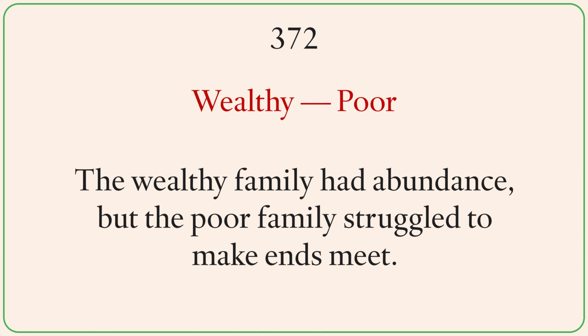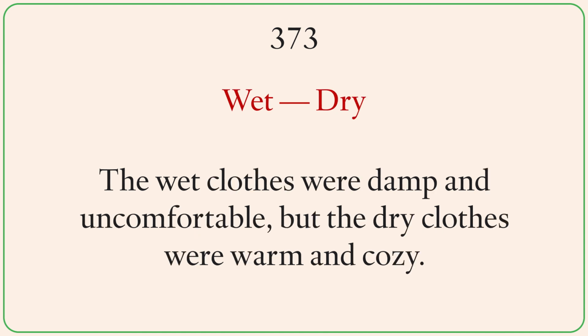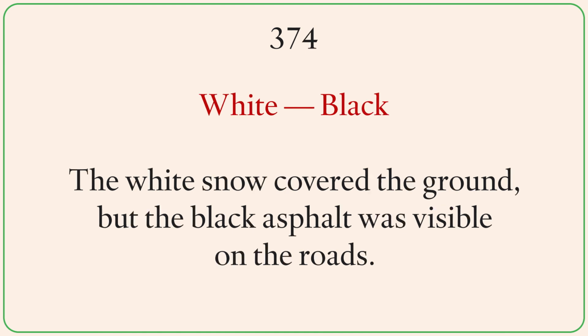Wealthy. Poor. The wealthy family had abundance, but the poor family struggled to make ends meet. Wet. Dry. The wet clothes were damp and uncomfortable, but the dry clothes were warm and cozy. White. Black. The white snow covered the ground, but the black asphalt was visible on the roads.